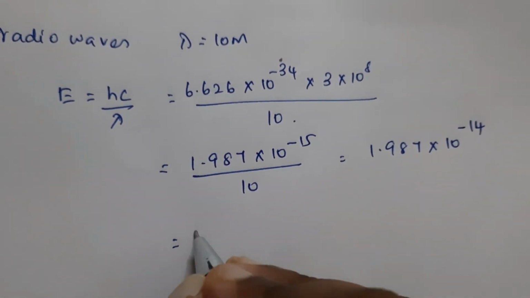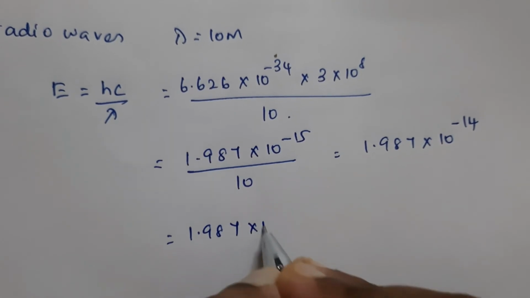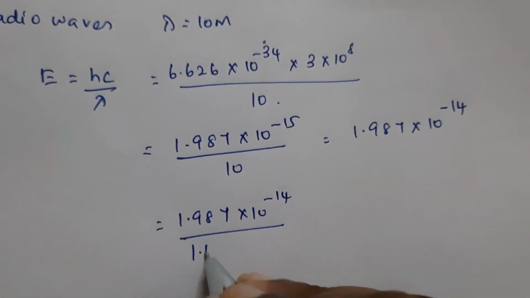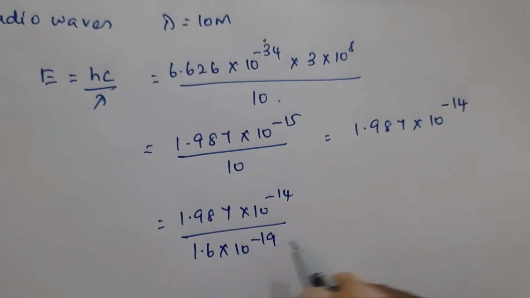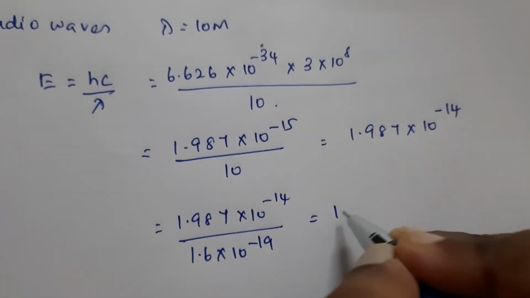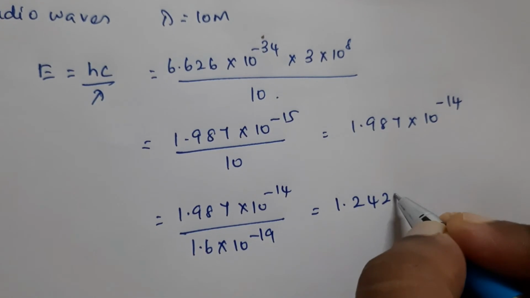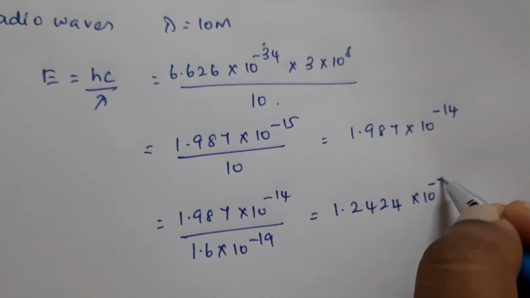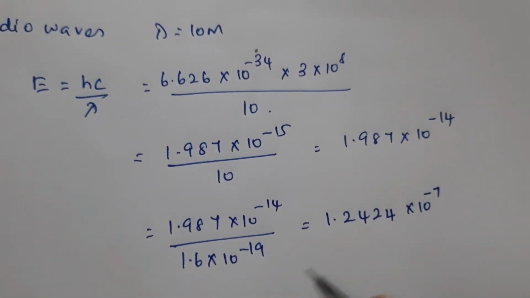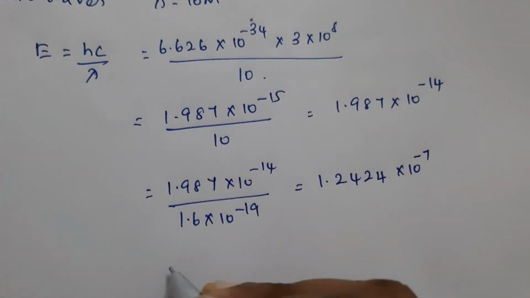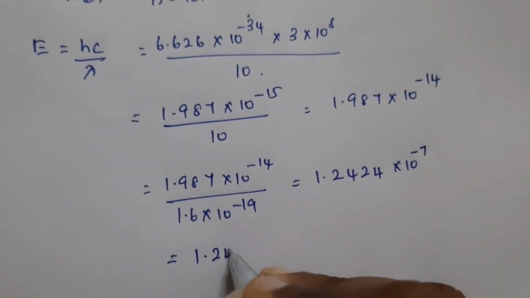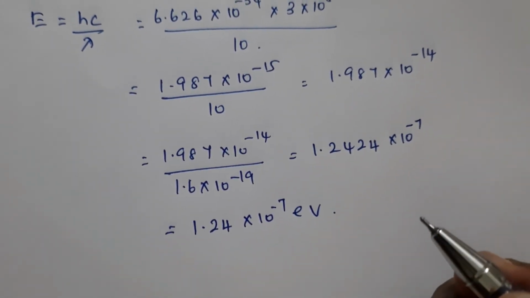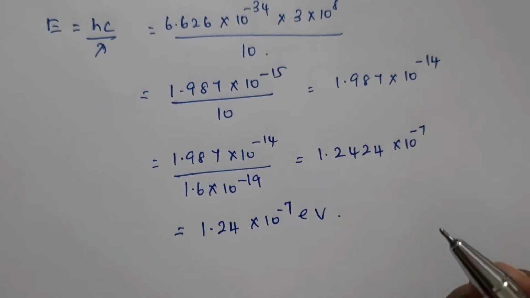Okay. If you want to convert it into electron volts, you will be getting 1.2424 into 10 raised to minus 7. So if you write this, you can get it as 1.24 into 10 raised to minus 7 electron volts.